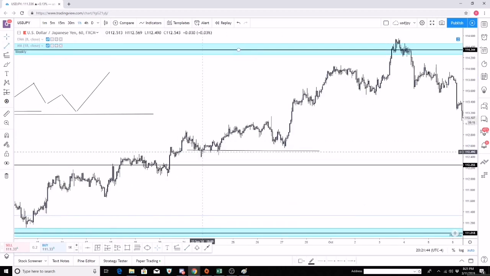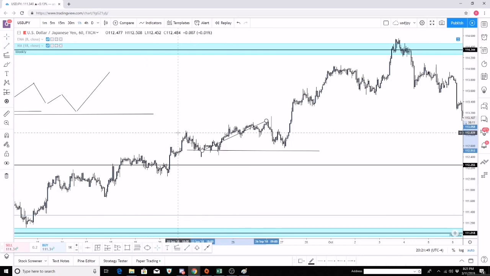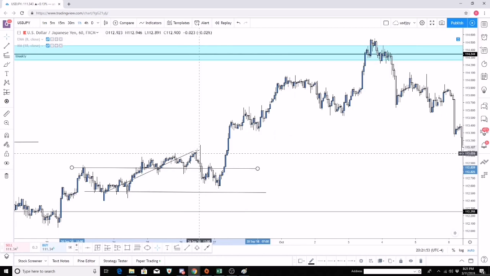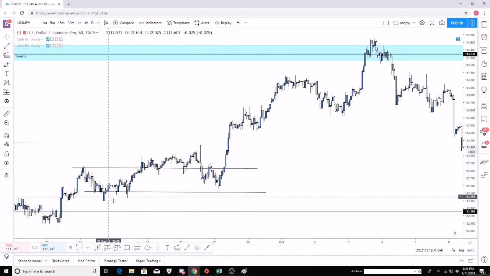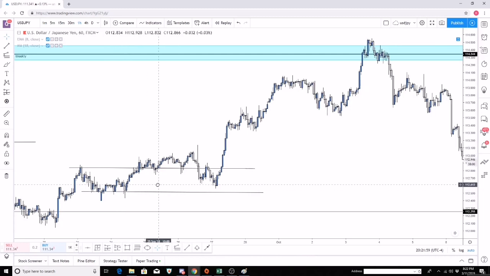So here we have our previous higher low point. Here we have that higher high. It's confirmed to be a higher high when we broke above and closed above this level up here. So unless the market breaks this higher low point here, we're not in a downtrend.